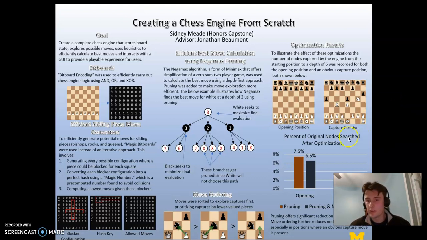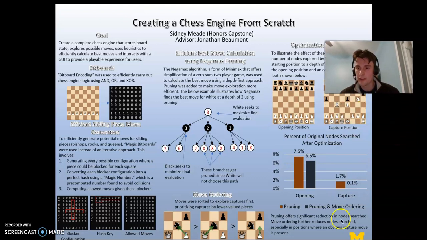And so we can see the percent of original nodes searched after optimization from depth of 6 in both of these positions. So for example, in the opening here, after pruning, we're only looking at 7.5% of the original nodes searched. So that would be without any optimization. And then it's a similar value for the move ordering with 6.5%. So the move ordering does take it down a little bit in that situation.